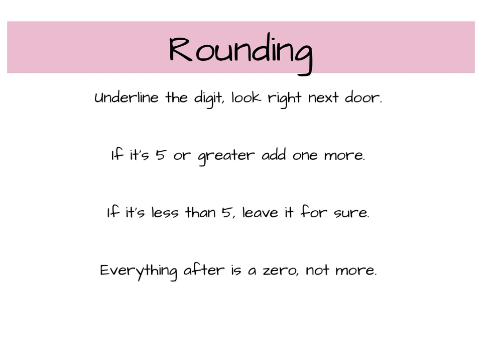The number we'll be considering this time is 3,542, and we're going to round to hundreds. The first thing we'll do is underline the digit, look right next door. So we want to find our place value of hundreds and look right next door. If it's 5 or greater, add one more. It's not 5 or greater in this case.